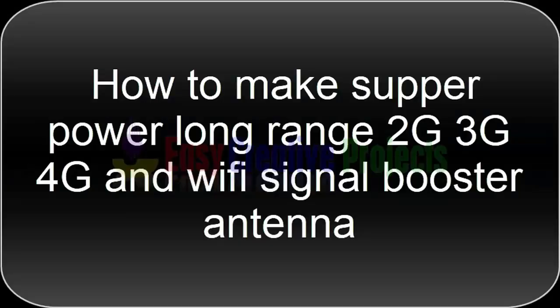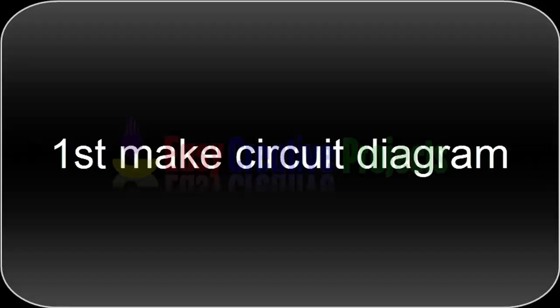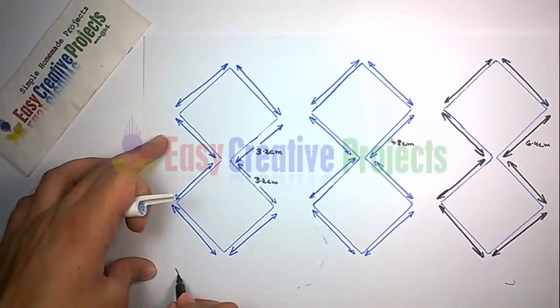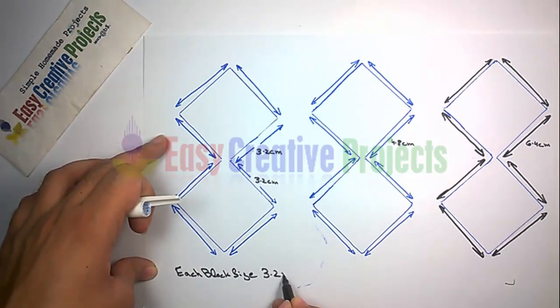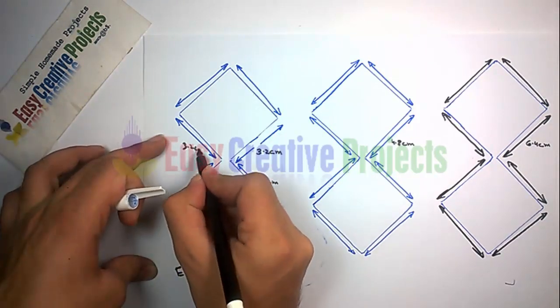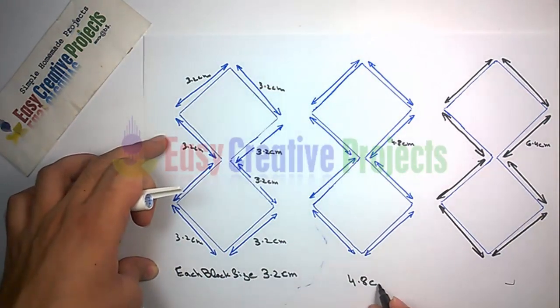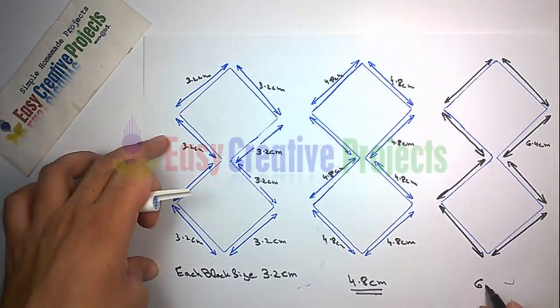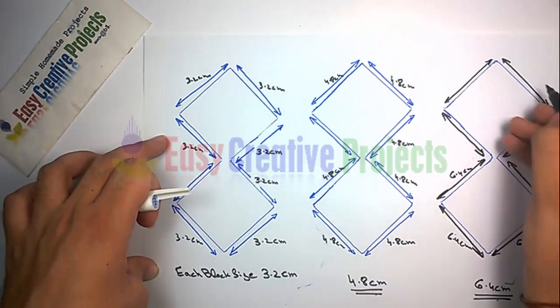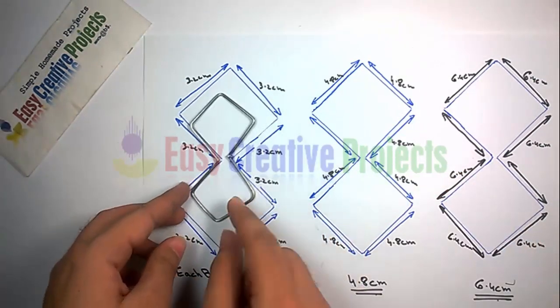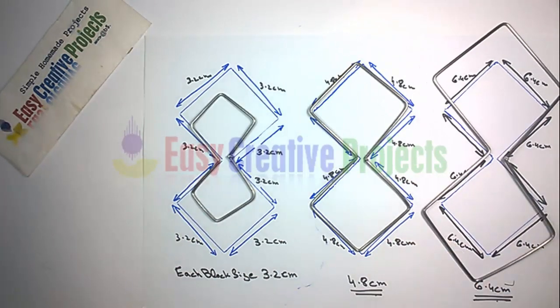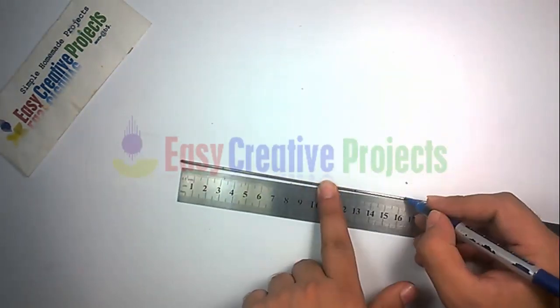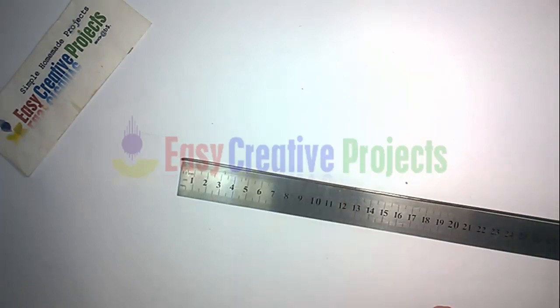Hello friends, today we learn how to make a super power long range 2G, 3G, 4G and Wi-Fi signal booster antenna. First, make the circuit diagram. Turn the wire 8 times at 90 degrees and make 3 sets like in the diagram.